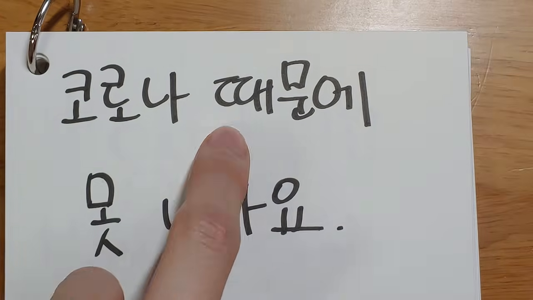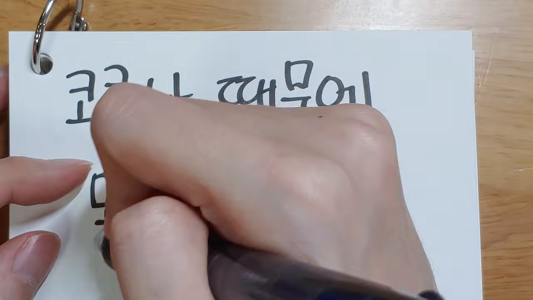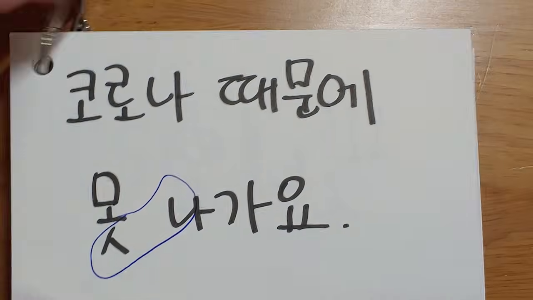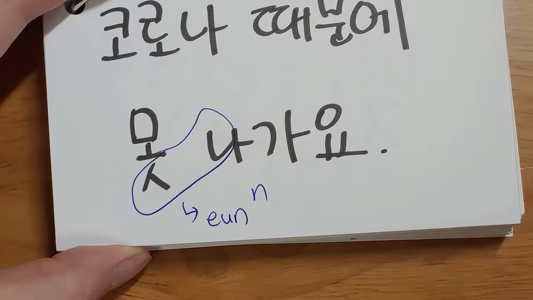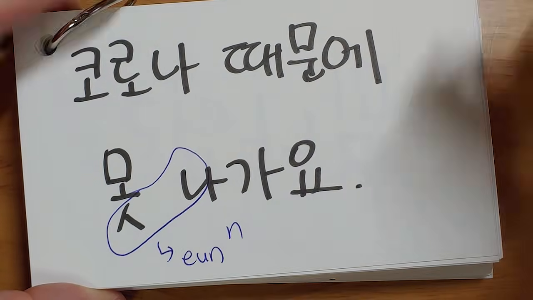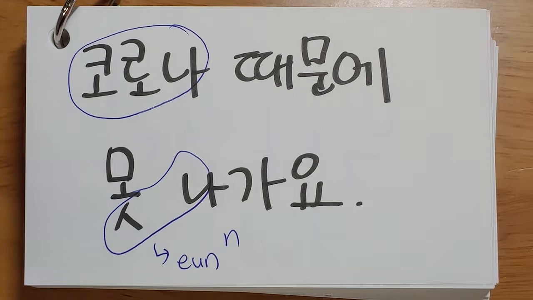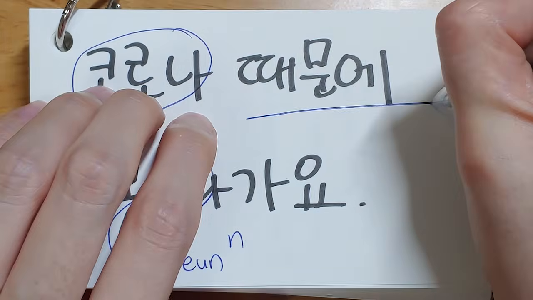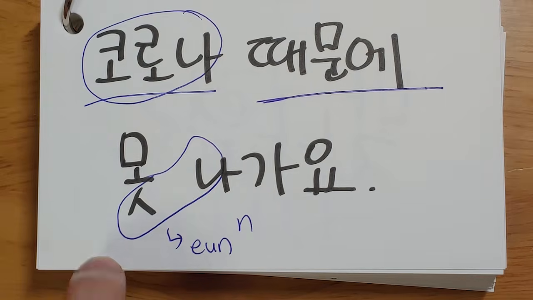So 코로나 때문에 못 나가요. You can see that this is a combination of 으 and 느, right? So you can notice that this will soften to 은 and 느. So 코로나 때문에, 코로나, we say COVID-19, just coronavirus. 코로나 때문에, because of coronavirus, 못 나가요.